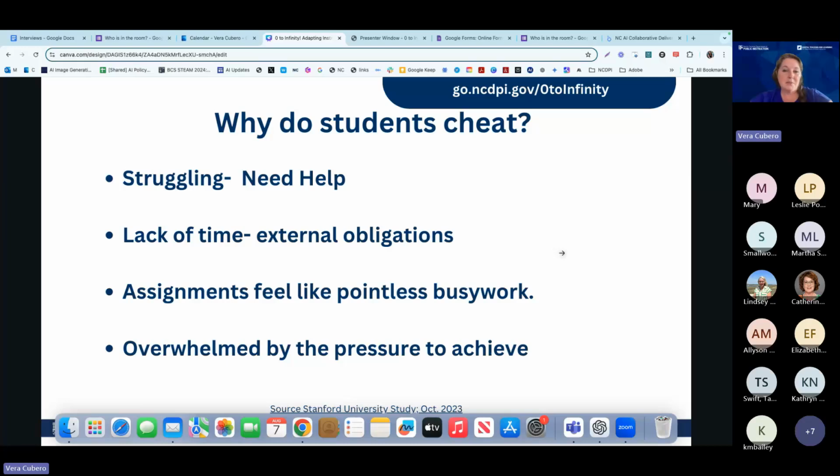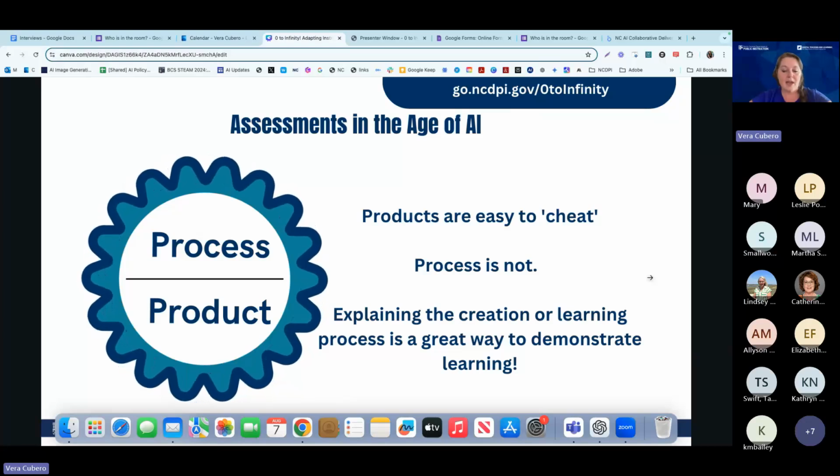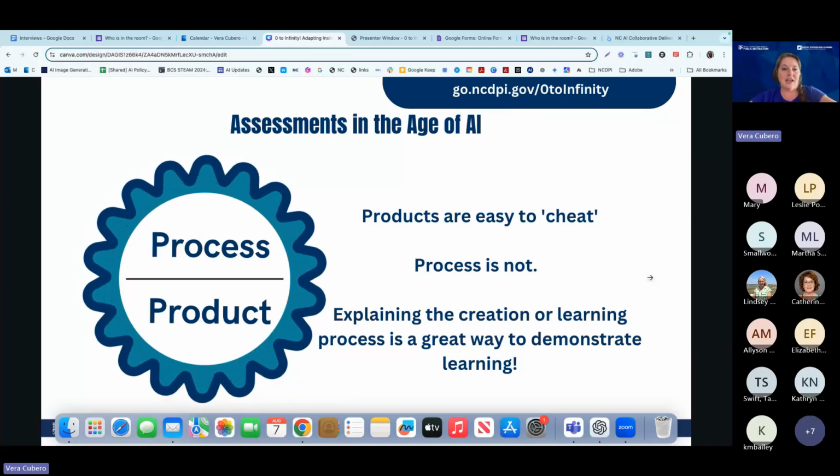But also sometimes it's just because the assignments we give feel like pointless busy work. And I know, I was a teacher for 14 years, and it stings to say it, but I know that sometimes I gave pointless busy work because teaching is overwhelming. And sometimes you're just trying to get through the day and keep them from throwing pencils at each other during class or whatever. And sometimes we're all probably guilty of that. And sometimes they're overwhelmed by the pressure to achieve. And so, how do we remedy that in the age of AI?